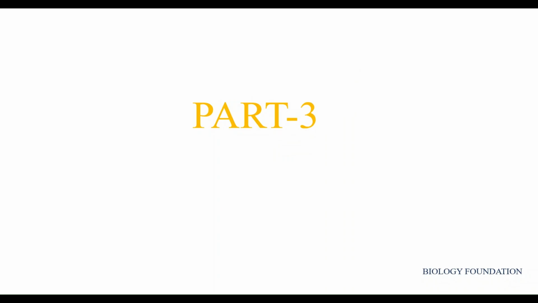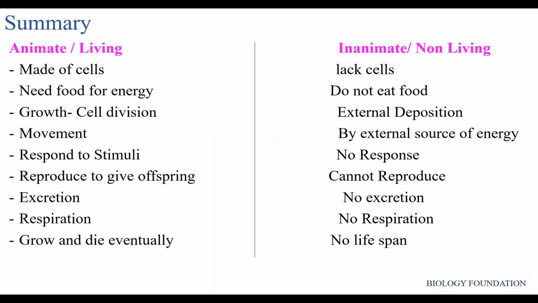This is part 3 of Unit 1 Life on Earth, Grade 6 CBSE or ICSE. So in the last two classes we discussed in detail the characteristics that differentiate a living or an animate from a non-living thing or an inanimate object. So let's summarize and then solve a few fill in the blanks, multiple choice questions, and true or false along with match the following. Okay. So let's summarize whatever we learned in this unit 1.